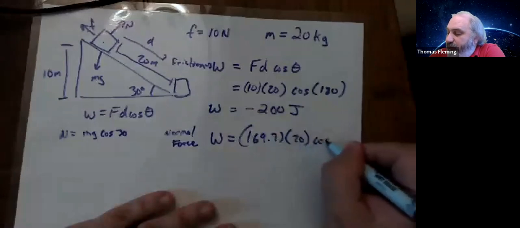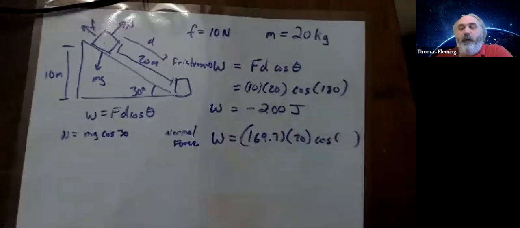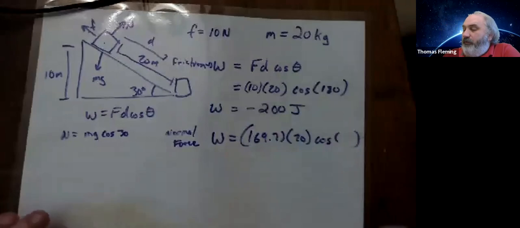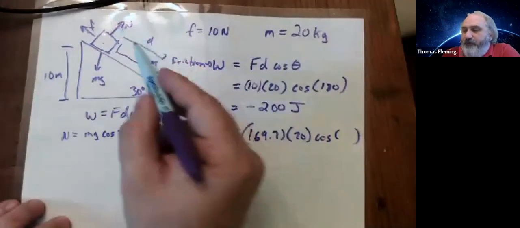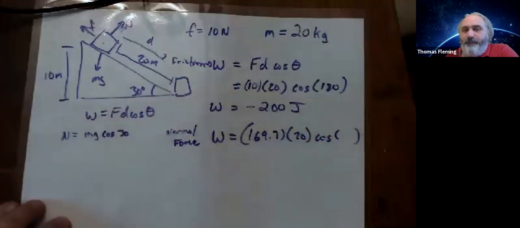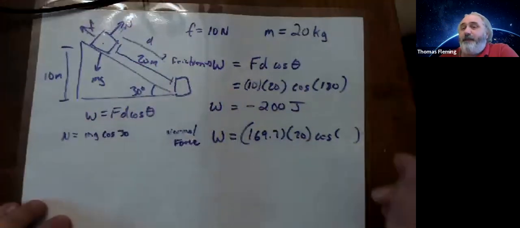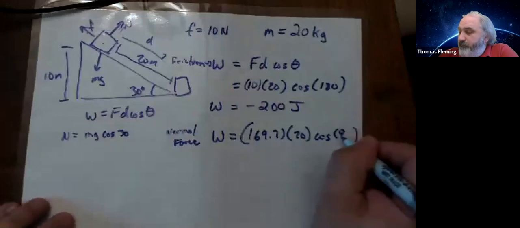But now when I do the cosine of theta, what's the angle between the force and the distance? Well, the normal force points perpendicular to the ramp. The distance is along the ramp. So the angle there is 90. Yeah, Jasmine, what's your question?